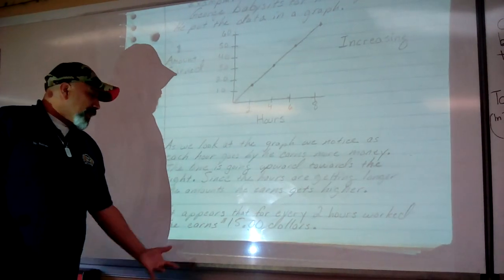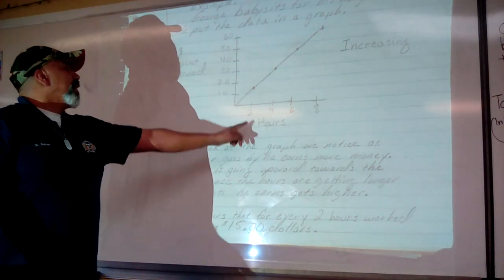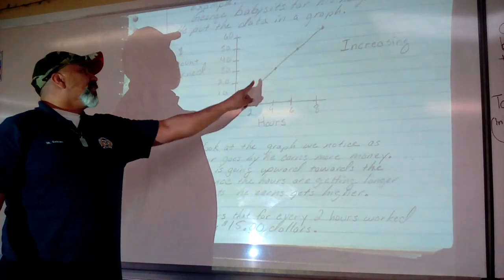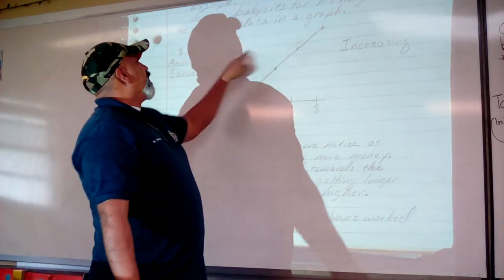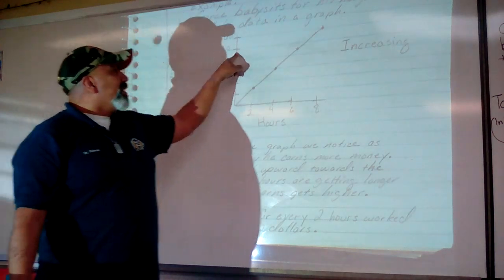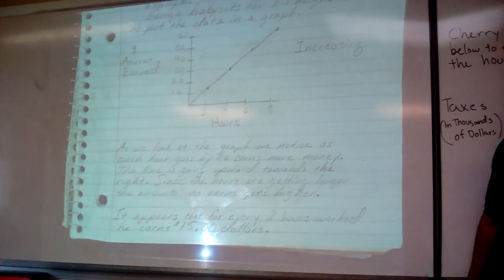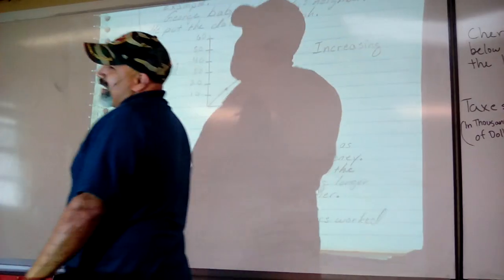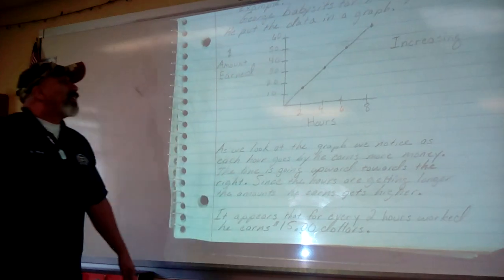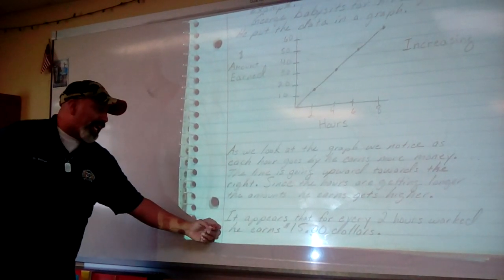So for every 2 hours, he gets $15. That's what we're looking at in our graph here. 2 hours worked, $15. 4 hours worked, $30. 6 hours worked, $45. And more than likely, he's not gonna work longer than 6 hours. But in case he does, he works for 8 hours, he's gonna get paid $60. So that's our first graph. Now we need to understand this, and this is our rate of change.